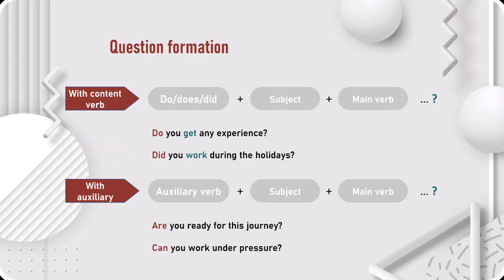And when we have a sentence with an auxiliary verb, you need to put it right at the beginning of the question, like the examples that we have below. Are you ready for this journey? Can you work under pressure? You see, are, that is the auxiliary to be. Can is the modal auxiliary.